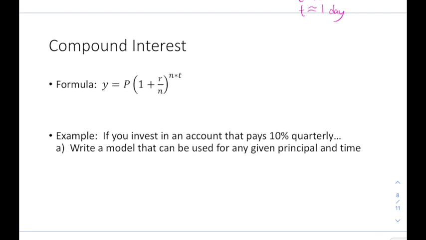The compound interest formula provided here is another important exponential equation that's used in the real world. In this formula, you have P, which is principal, N, which is a number of compounds, R, which is an interest rate, and T, which is the period of time for which the interest will be growing.